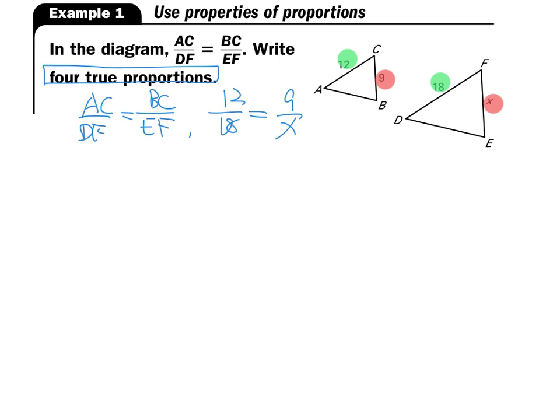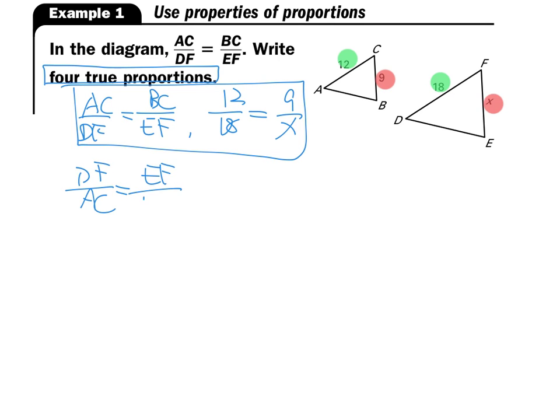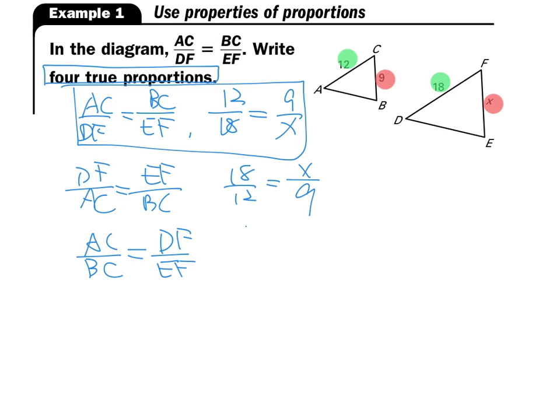So if I have this original right here, I can use my reciprocal property. So then DF over AC should equal EF over BC, which means 18 over 12 should equal X over 9. Or I can interchange my means, which means that AC over BC should equal DF over EF. So that's 12 over 9 should equal 18 over X, right?